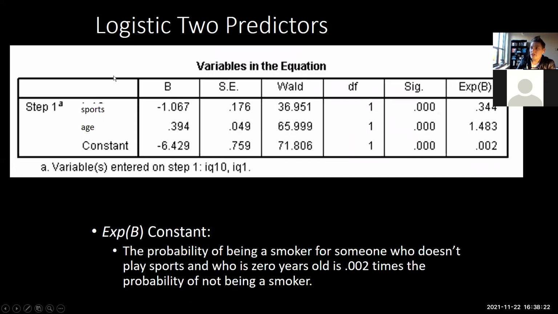Okay, so moving on into the variables in the equation, these are the coefficients that you're used to. So we're going to start with the constant, because I always like starting with the intercept. So the constant here is going to talk about when all of our predictors are 0. So that's when age is 0 and when they are not playing sports. And the odds of being a smoker for someone who doesn't play sports and who is 0 years old is 0.002 times the odds of not being a smoker.